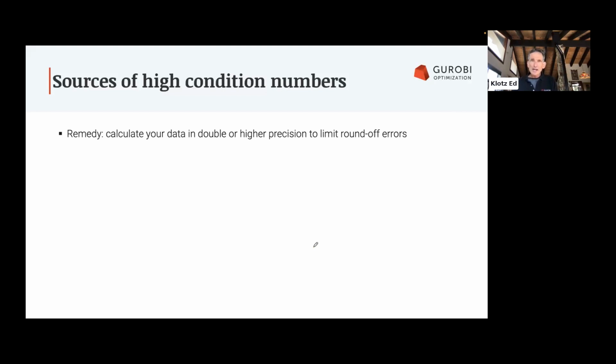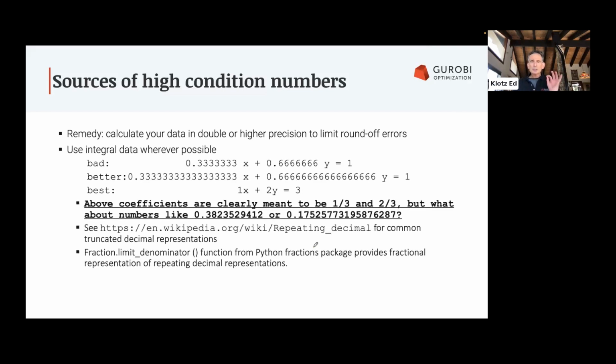Okay, so let's now come back to this notion we talked about just a moment ago about using integral data whenever possible. In our little example here, it was pretty easy to figure out that these decimal numbers were 1/3 and 2/3.